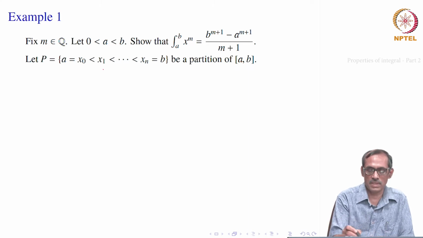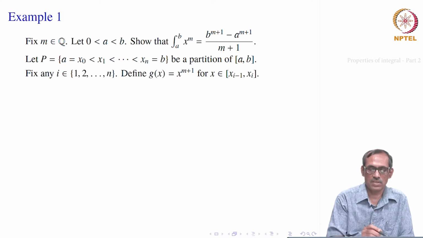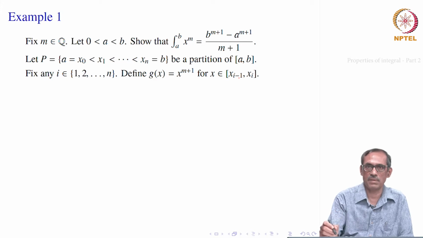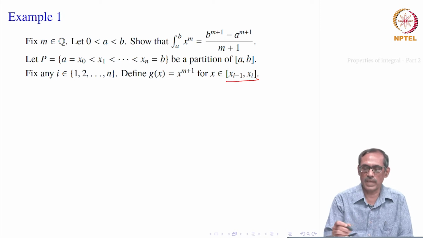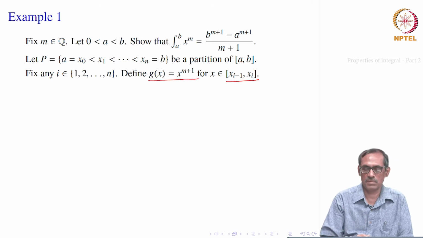We take a partition of the interval a to b, which is x 0 less than x 1 less than ... x n, which is b. Suppose this is a partition, and let us fix any i between 1 to n. So, that means we are fixing a sub interval x i minus 1 to x i. There, let us define the function g of x equal to x to the power m plus 1. This is a clever way of avoiding how to evaluate the abstract limit of the Riemann sum.